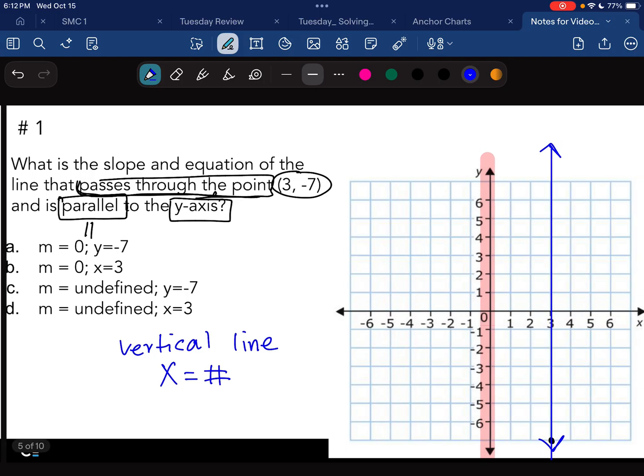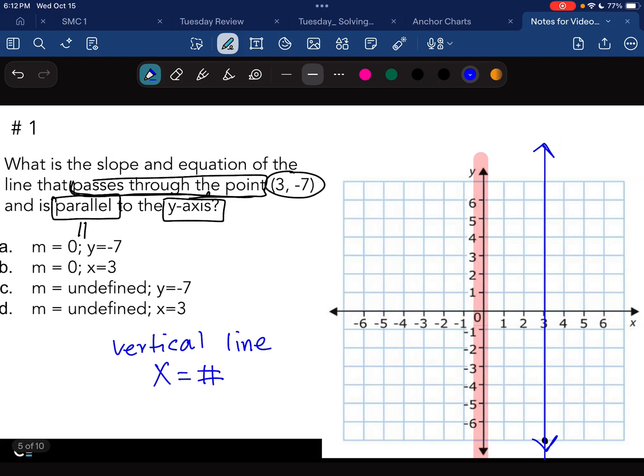So again, let's look at our answer choices, because that's part of our cues. We like to eliminate some answer choices. So here I'm going to focus on the equation. I know it's supposed to be x equal. So I can get rid of A because it said y. I don't care about y. And C.